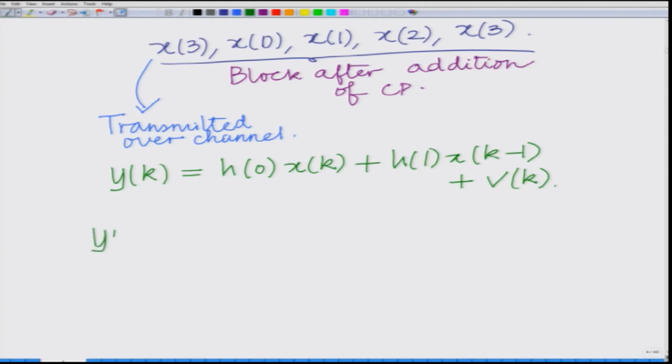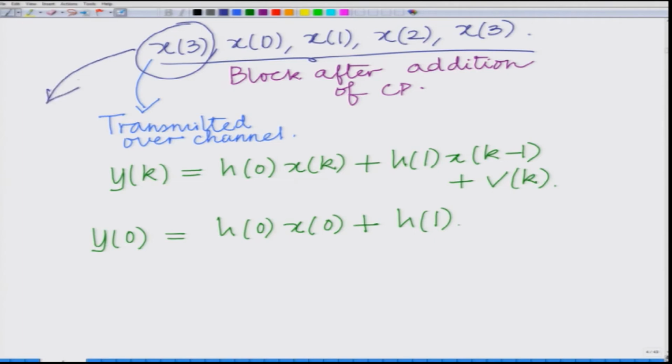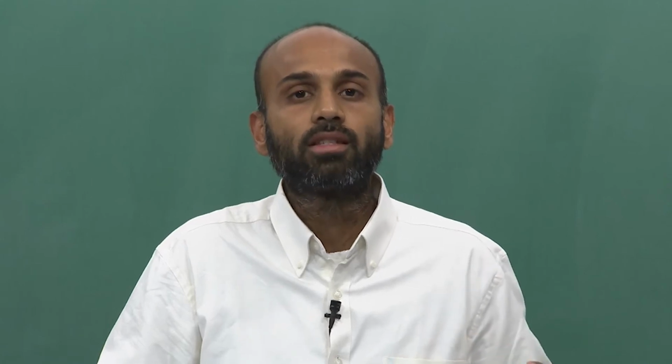Now, if you look at the symbol y0, we have y0 equals h0 x0 plus h1 times the previous symbol, but the previous symbol you can see is x3 because of the addition of the cyclic prefix. X3 becomes the previous symbol of x0. I am sorry, it is h1 into x3 plus v0, because x3 has been copied from the tail of the block and prefixed at the head of the block. Therefore, you have y0 equals h0 x0 plus h1 times the previous symbol, which is x3, plus v0.